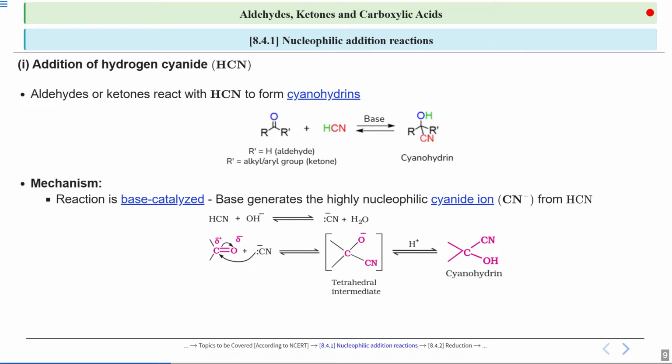So I hope the steps are clear. First, HCN reacts with base, it forms a cyanide ion. Then this cyanide ion, being a nucleophile, attacks the electrophilic center, which is the carbon of the carbonyl group. It forms a tetrahedral intermediate where the oxygen is negatively charged, and then this negatively charged oxygen picks up a proton and forms a new bond, which results in cyanohydrin. So the CN adds to the carbonyl group forming cyanohydrin.